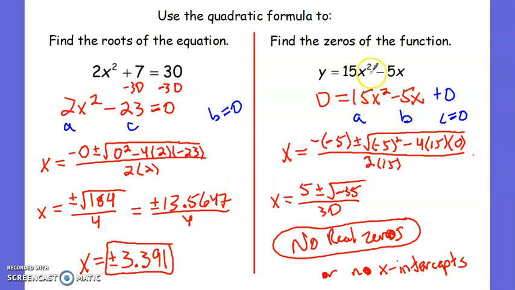Over here at the right, again, we plug 0 in for y. That means that a is 15, b was -5, and there wasn't a constant, so c is 0. So notice c plugged in as 0 into our discriminant here. I went ahead and simplified the numbers. The discriminant was -35, which immediately told me that there are no real zeros, there are no x-intercepts. This graph would never cross the x-axis.